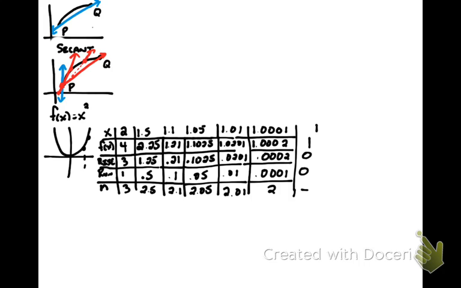But based on what we're seeing, as our second point for our secant line gets closer and closer to 1, it seems like the slope is getting closer and closer to 2. And so if I had to guess what is the slope of the tangent line to x squared at x equals 1, I would guess that it's 2. Because as I get closer and closer to x equals 1, it's becoming 2.